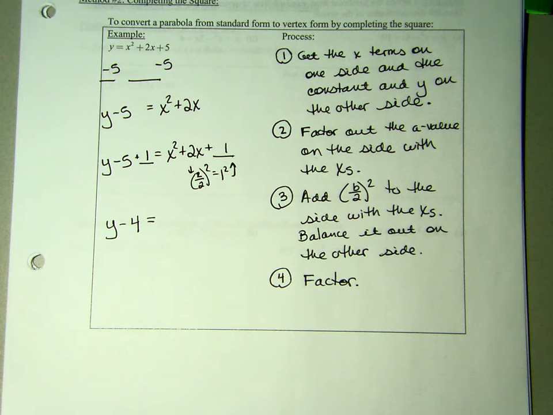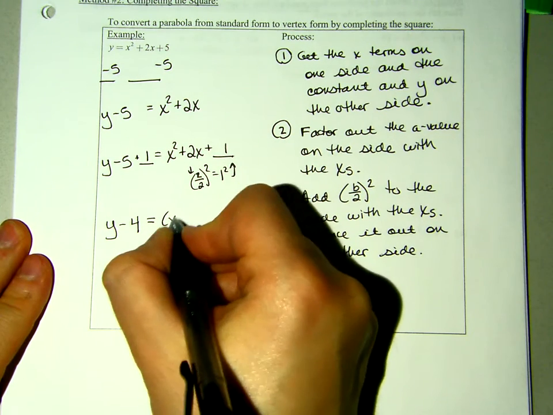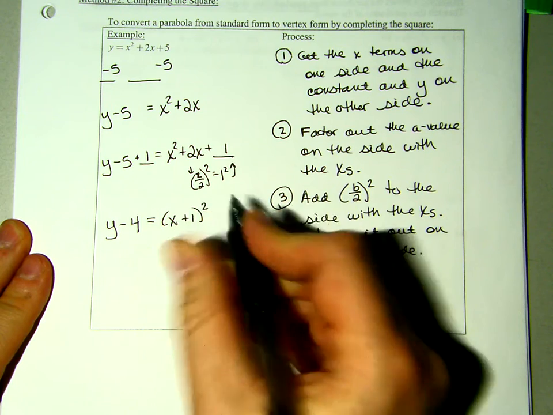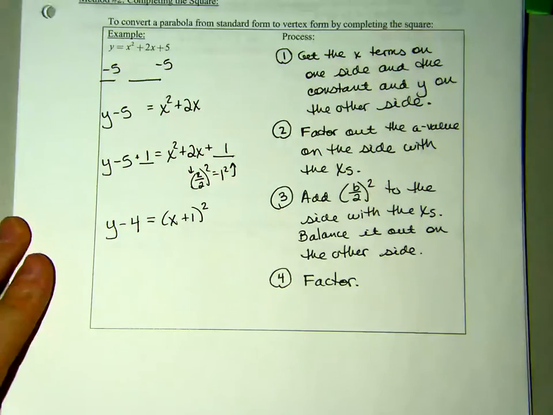X squared plus 2x plus 1. Raise your hand and tell me how that gets factored into a single piece in parentheses squared. X plus 1 squared. Remember, the number's always coming from half our middle term before we do the square.